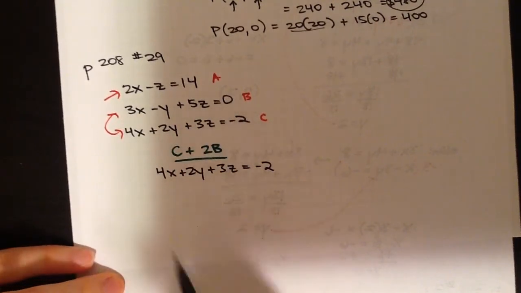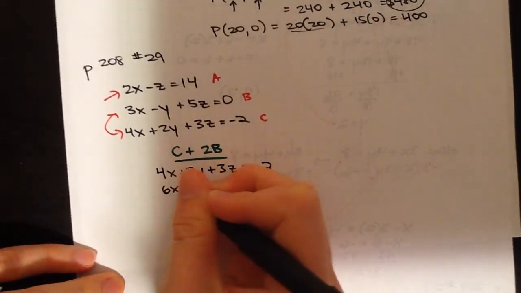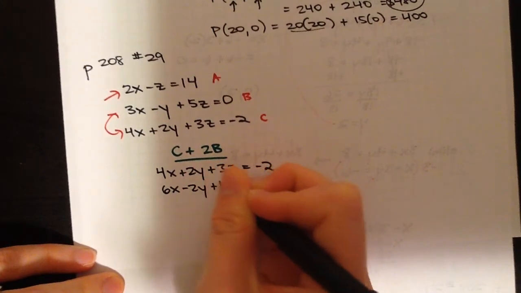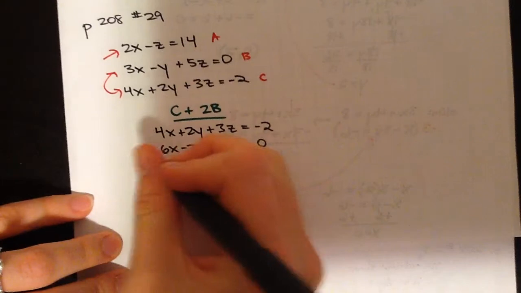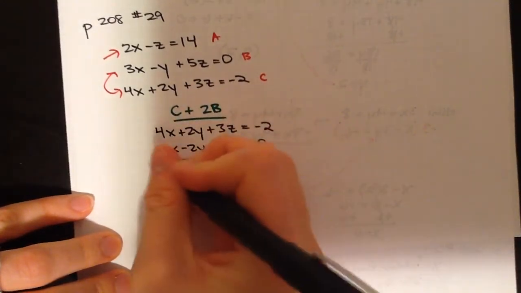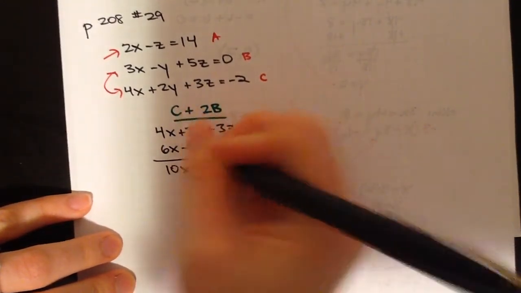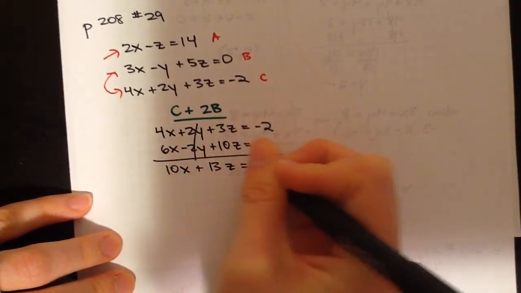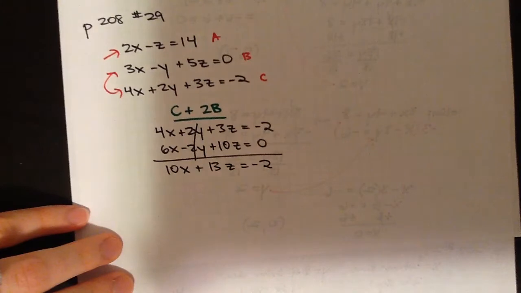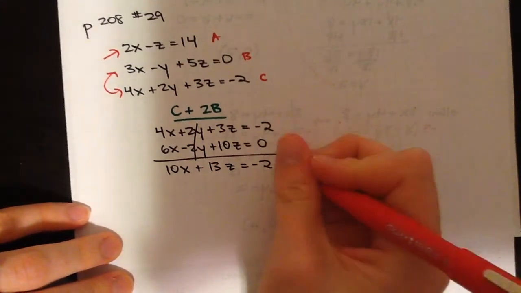So everything here by 2. So 6x minus 2y plus 10z equals still 0. Even if you're multiplying 0 by 2, you still get 0. So I combine these up, I get a 10x. These ones cancel. When I combine these up, I get a 13z. And then I get negative 2. So now this, we're going to call this equation D.